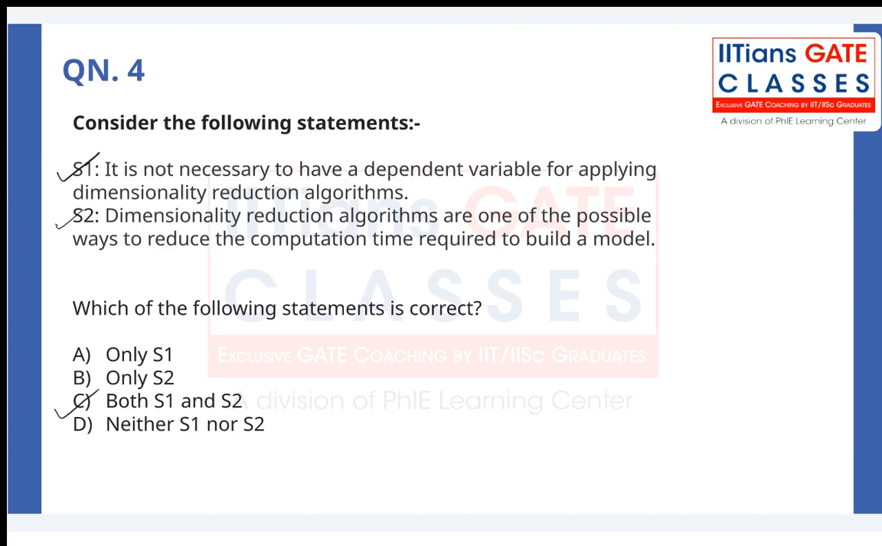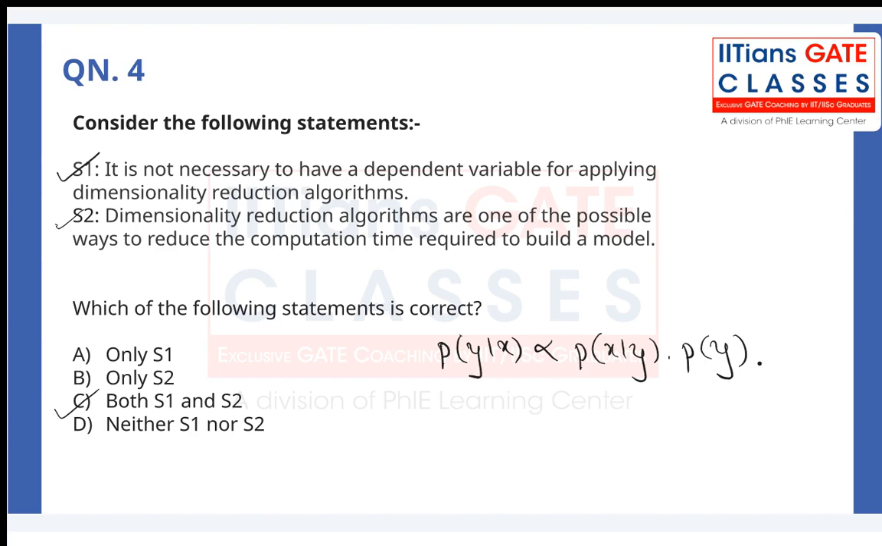And S2 says that dimensional reduction is one of the possible ways to reduce the computation time. So when you're trying to build a model, let's say a KNN model or a naive Bayes model. If you remember naive Bayes, it had something like this: P(y | x) is directly proportional to P(x | y) multiplied by P(y). So the probability of observing a class y given the feature vector x is directly proportional to the probability of seeing that feature vector x given that class y, multiplied by the probability of y.